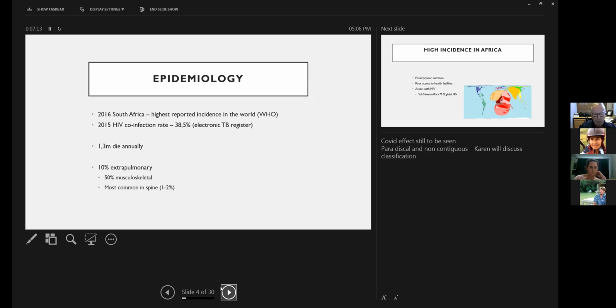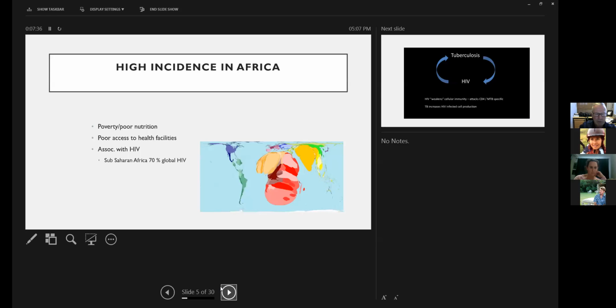Of tuberculosis, 10% is extrapulmonary, and of the extrapulmonary, 50% is musculoskeletal. And of musculoskeletal, it's most common in the spine. There are different types. Paradiscal and non-contiguous are what I'll largely be talking about, but Corin has a nice slide on classification, which we'll look at just now.